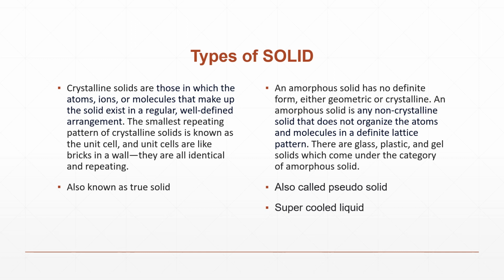It is also known as a supercooled liquid. Why? Because when we transform a liquid into a solid and we are trying to make an amorphous solid, there is a trick, or we can say a technique, that is used. We cool it down very rapidly. That's why it cannot arrange itself in a proper way, and this causes its structure to be disordered. So it is also called a supercooled liquid.